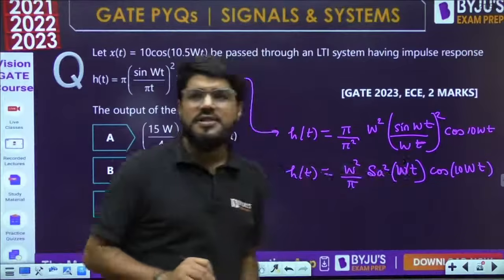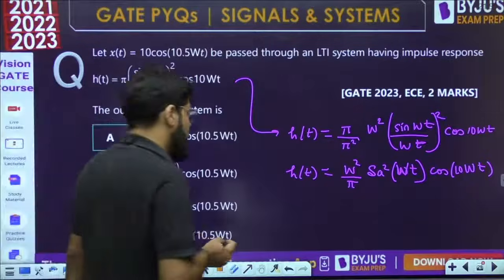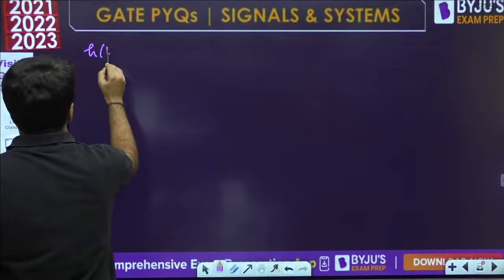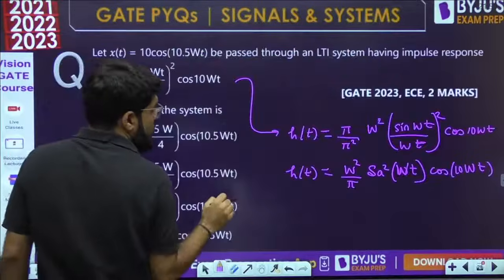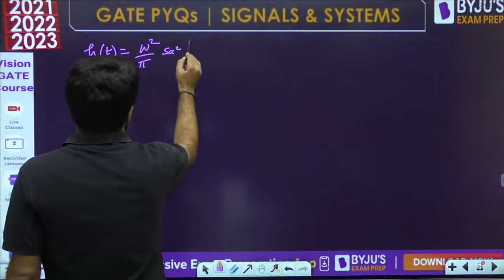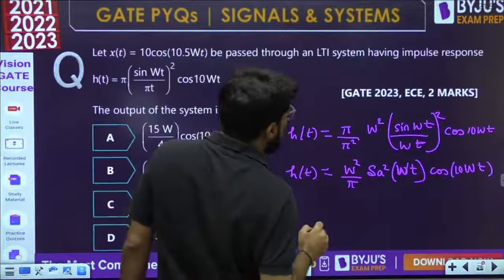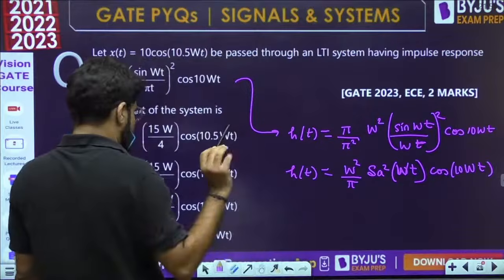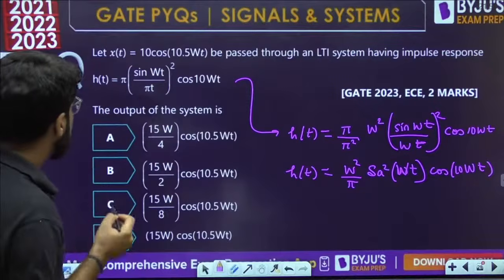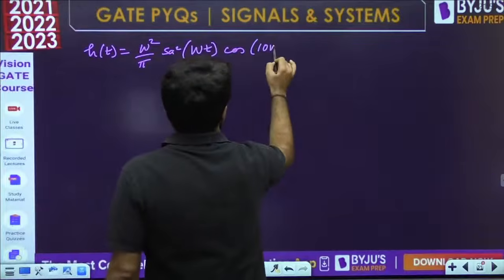Now I will multiply by cos 10t, and because it is multiplied by cosine, I have to apply the modulation theorem. Okay, so what is the ht? W square by pi sampling square wt cos of 10 wt. But why is 10.5 coming in the options here? Okay, because of the input. Yes, correct, it is cos of 10 wt.